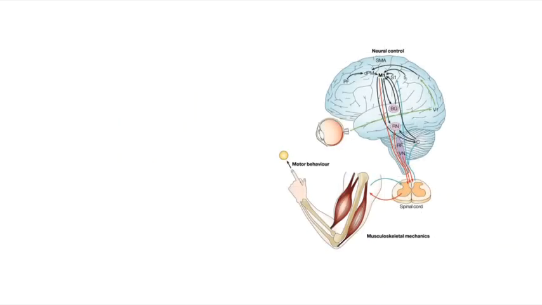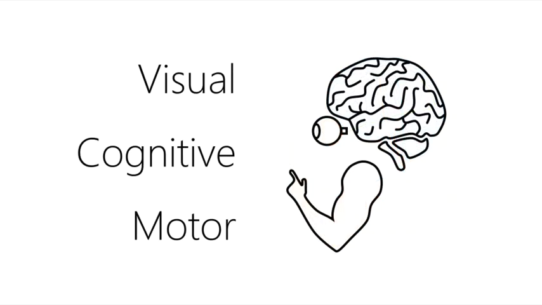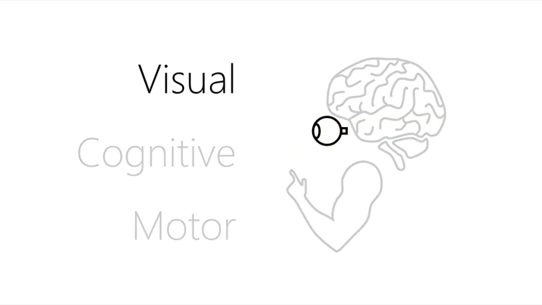This presentation is divided up into 3 parts to cover the most important aspects of human biology as it relates to designing game development tools: visual, cognitive, and motor. First, let's talk about a few tips related to the visual aspects of human biology.